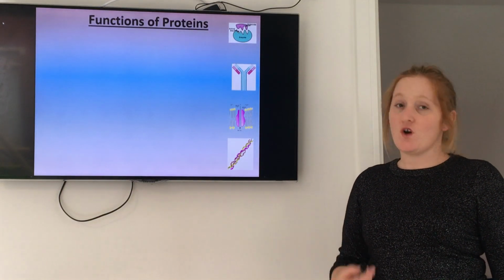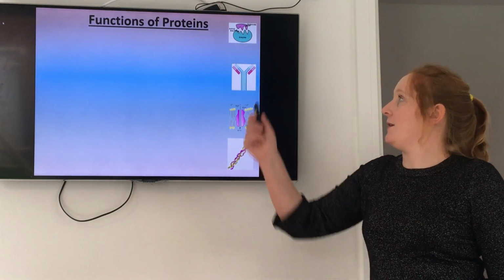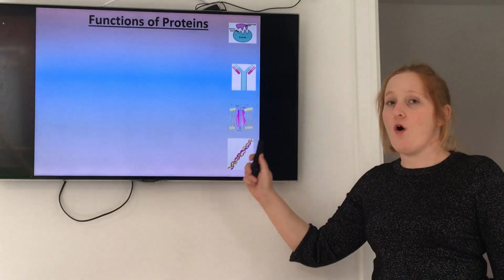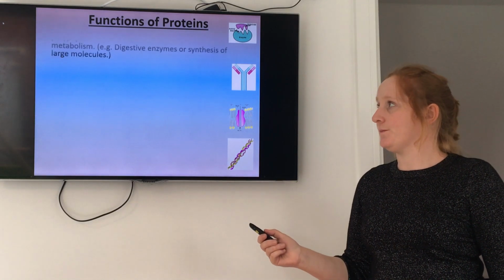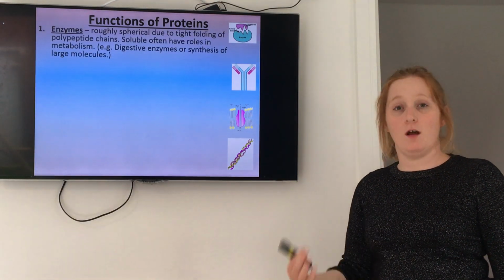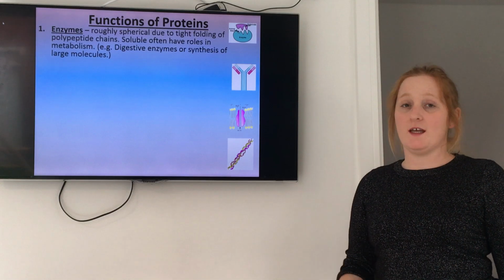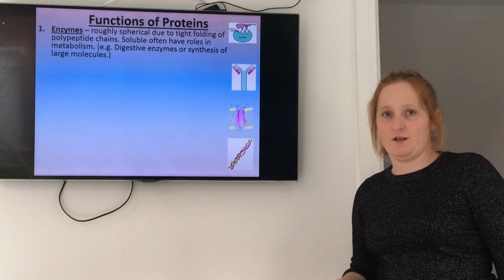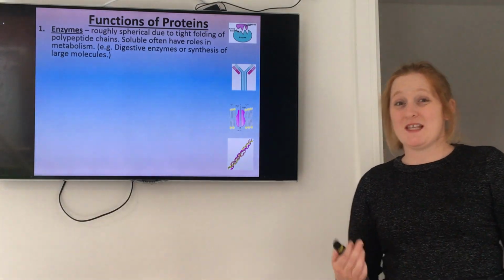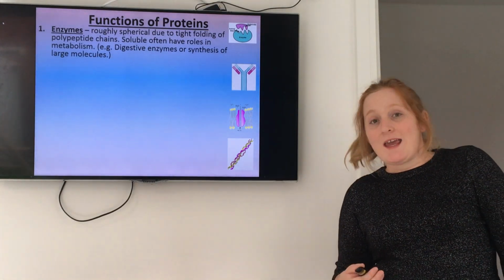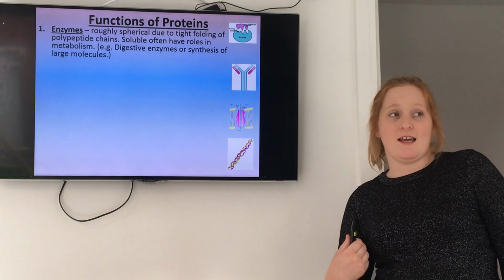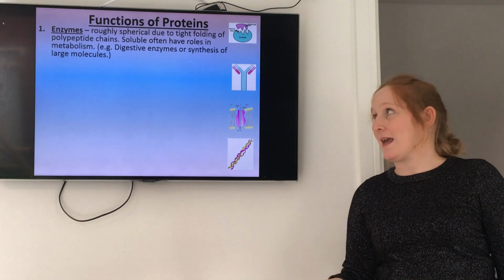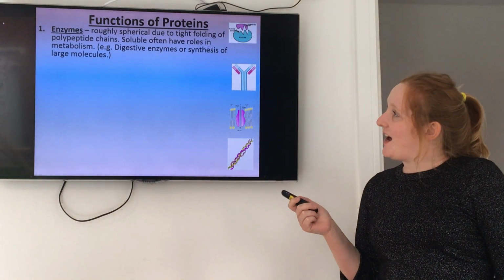So, functions of proteins. They can be enzymes, antibodies, channel proteins, or structural proteins. Enzymes are globular proteins. They are roughly spherical and they are involved in things like metabolism, digestion, etc. And they have this very specific 3D shape because the active site is specific to a certain substrate, and they are complementary shapes.